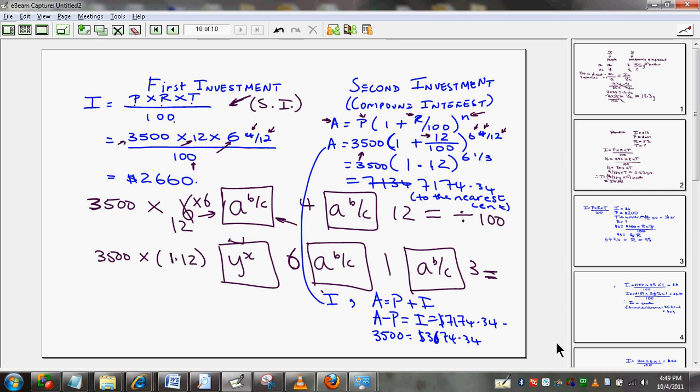That would be the interest that was earned in the second investment. 3,674.34 would be the interest earned in the second investment.